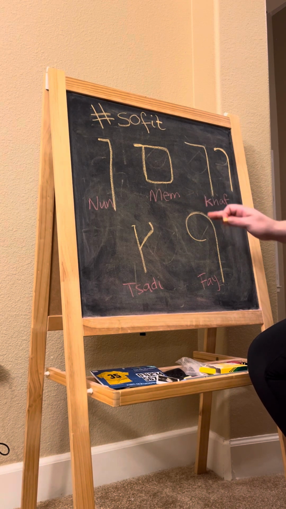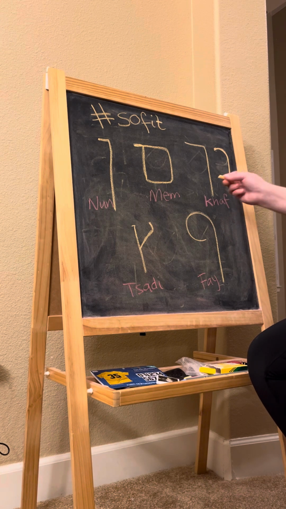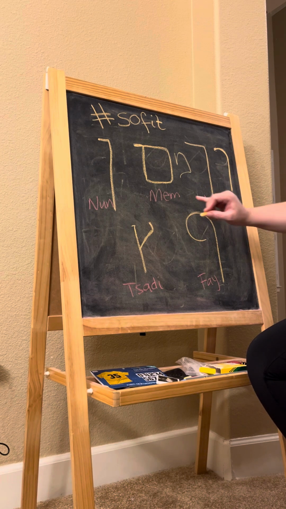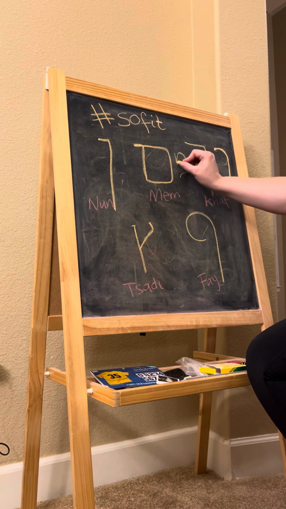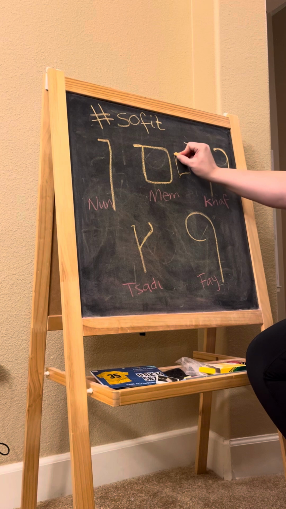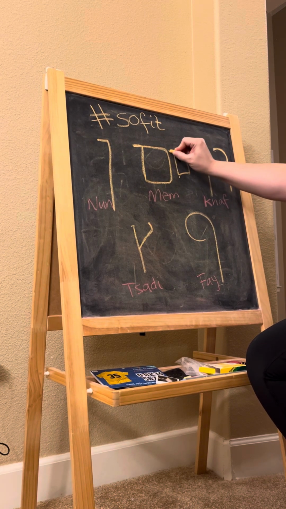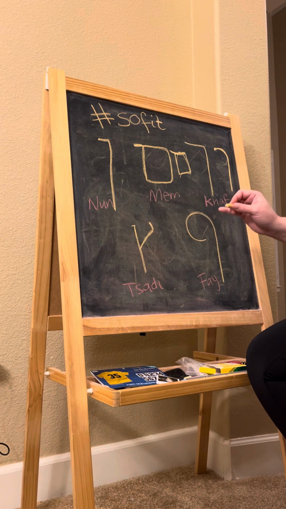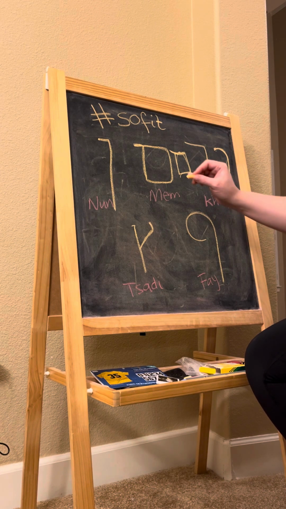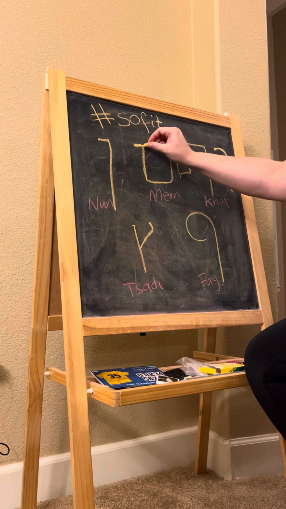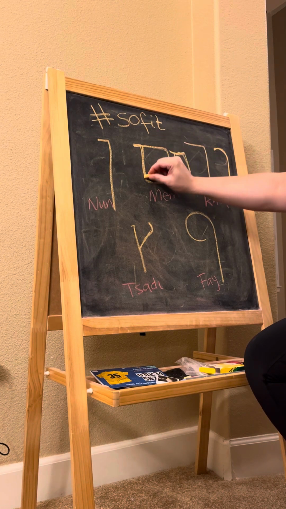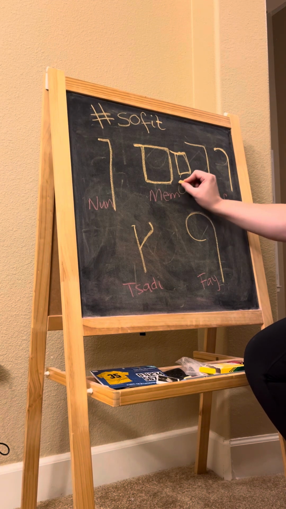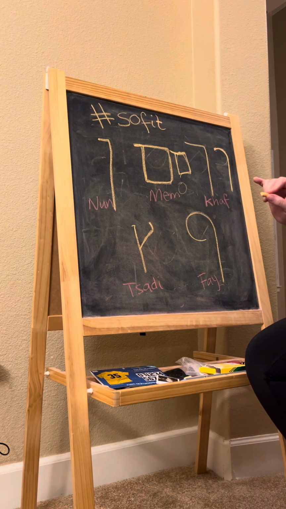With the mem, our regular mem had that hole where that mailbox was, but the final mem is more closed off and boxed in, and it has a little tail. Now this sort of looks like the Samic, but the difference is the mem Sofit is very boxy versus the Samic, which is very round. So that's the difference.